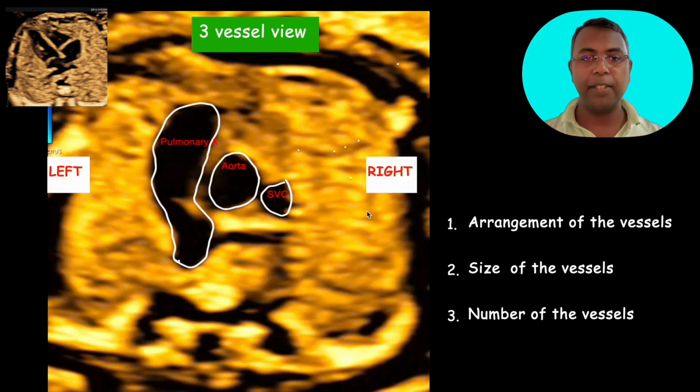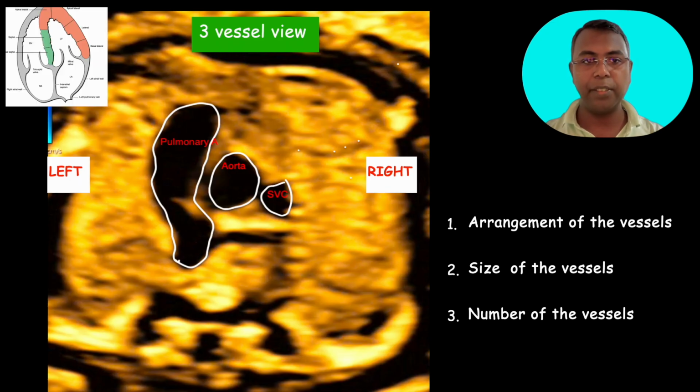Next, moving ahead, is our three-vessel view. It is called the three-vessel view because we see three vessels here. The important thing is to look at the arrangement of the vessels. You see the pulmonary artery, aorta, and the superior vena cava from left to right, and this arrangement is slightly in an oblique fashion. This is the normal pattern of arrangement.